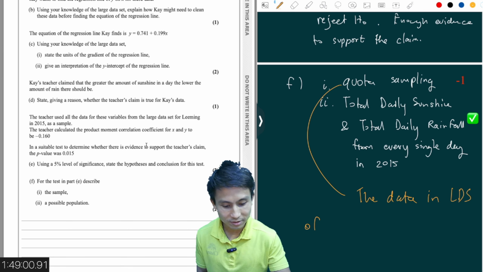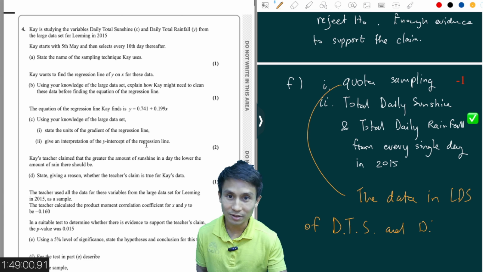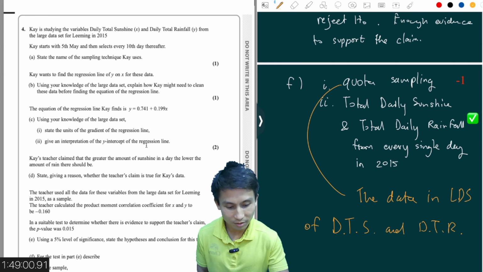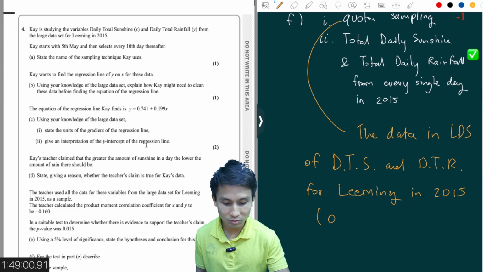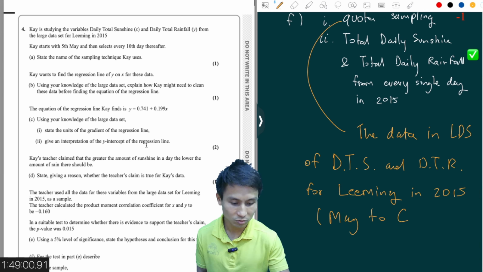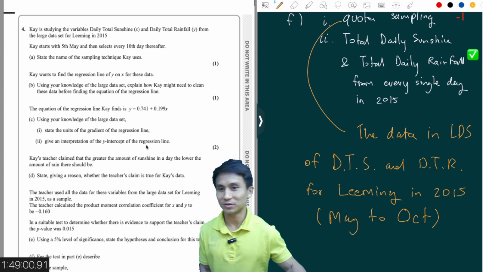the data in large data set of daily mean, what was it? Daily mean, daily total sunshine. I'm just going to do DTS there, and daily total rainfall for Leeming in 2015, from May to October, right? That would be the sample for this one, right?